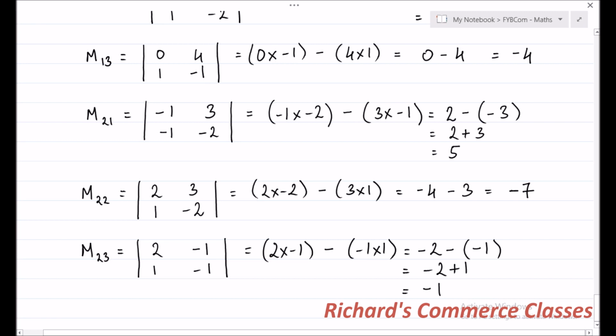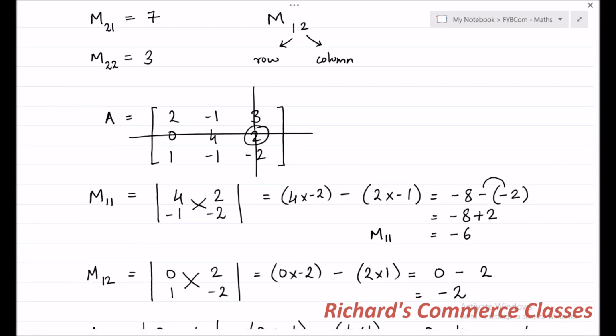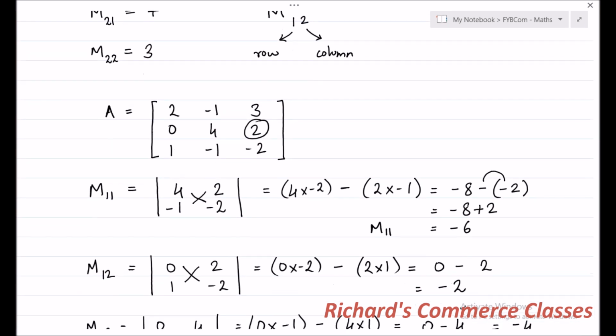Now what is remaining is the last row. This is our original matrix.